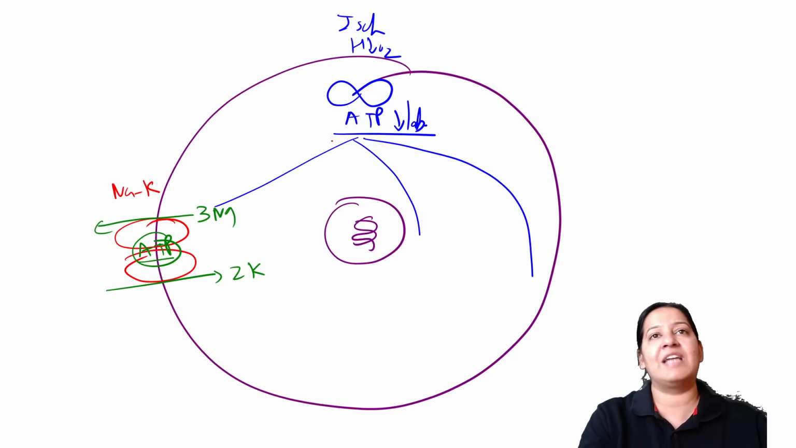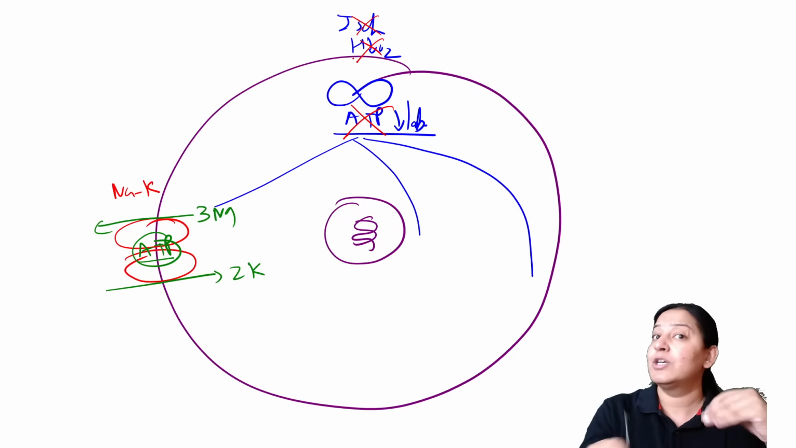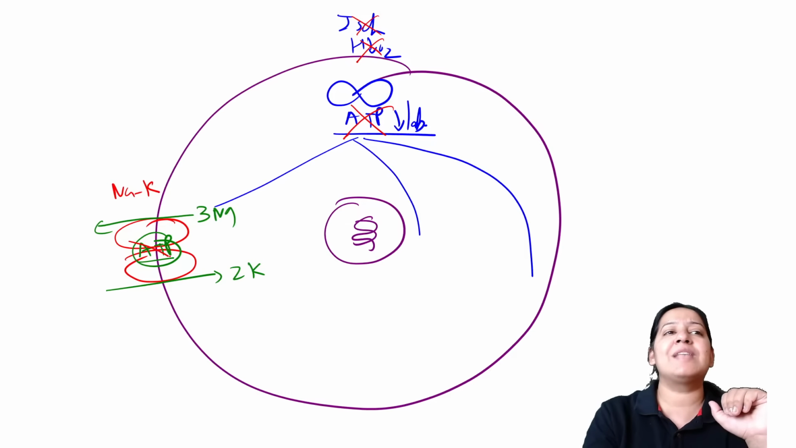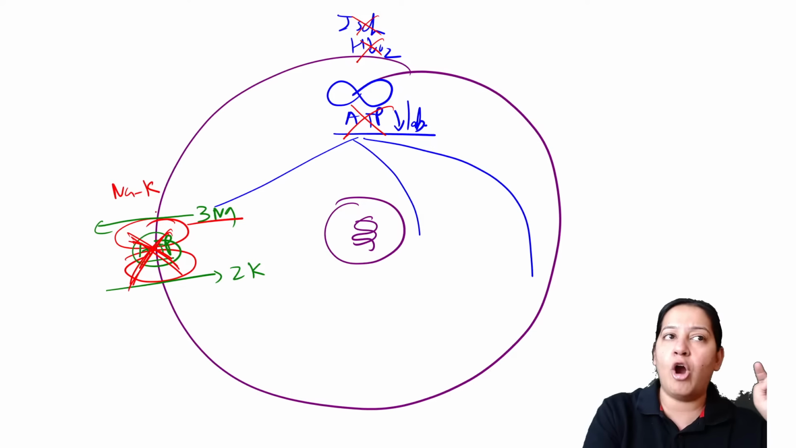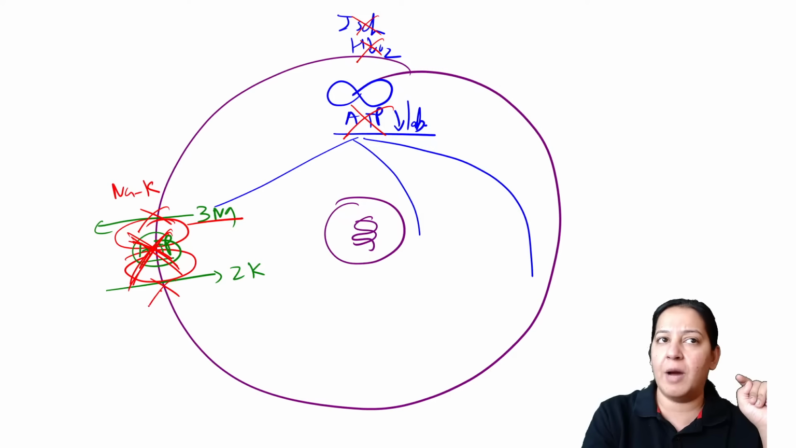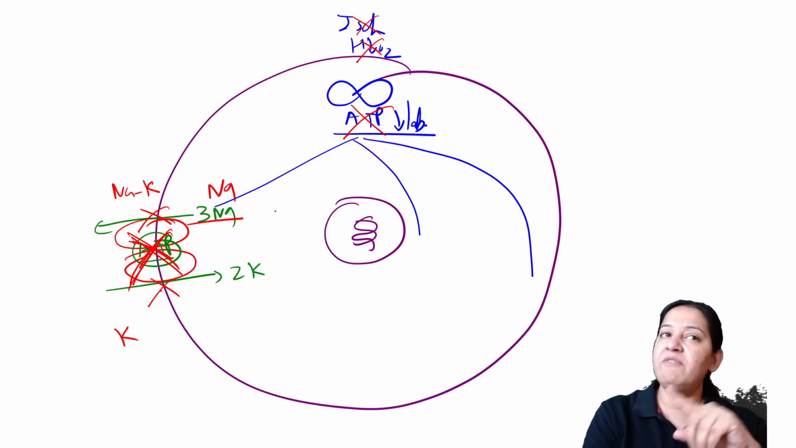Now I am saying that ATP is absent. Since ischemia is there, hypoxia is there, ATP is absent. Since ATP is absent, the sodium potassium pump will not work. So what will happen if it does not work? Sodium will not go out and potassium will not come in. So sodium will remain inside and potassium will remain outside.